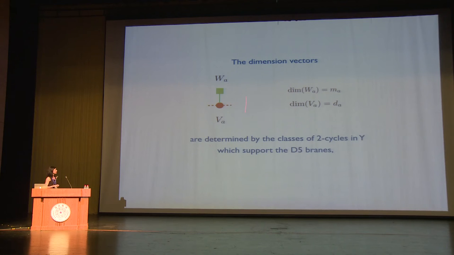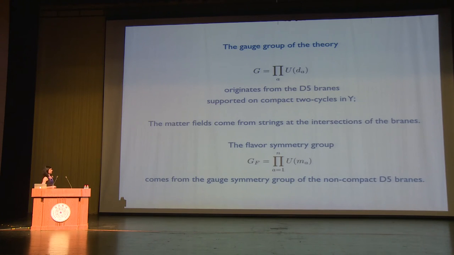Dimension vectors of the quiver are determined by the classes of two cycles in Y that support the D5 branes. The gauge group of the theory originates from D5 branes supported on compact two cycles. The matter fields come from strings at the intersections of the branes. And the flavor symmetry group comes from the gauge symmetry on non-compact D5 branes. So it's all very easy to understand.